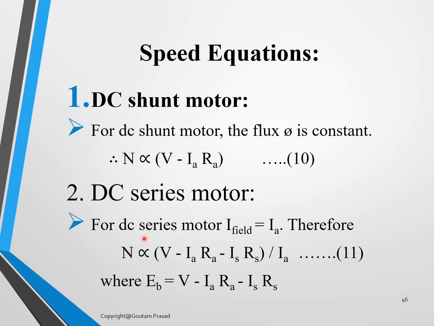We are not considering that. In the case of the DC series motor, N becomes proportional to V minus IaRa minus IsRs divided by Ia, where Eb is equal to V minus IaRa minus IsRs, because the series field is connected in series with the armature. So the drops because of both the resistances, series field resistance and armature resistance, have been subtracted from the voltage.